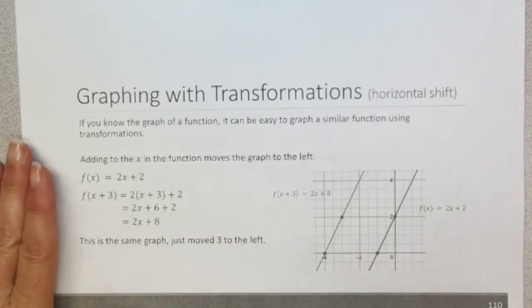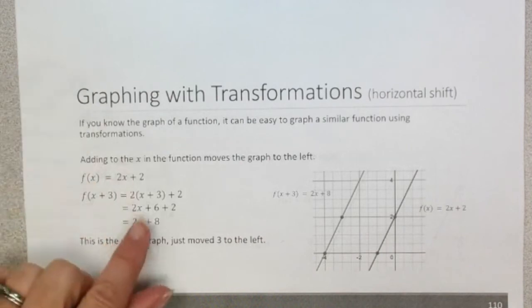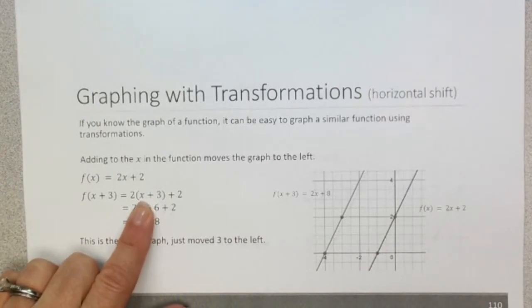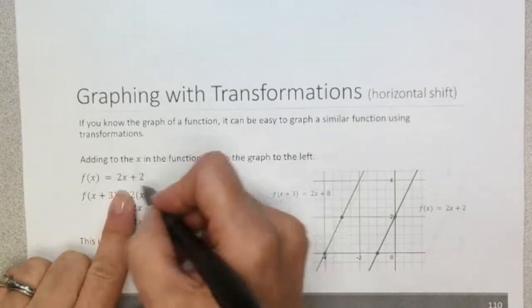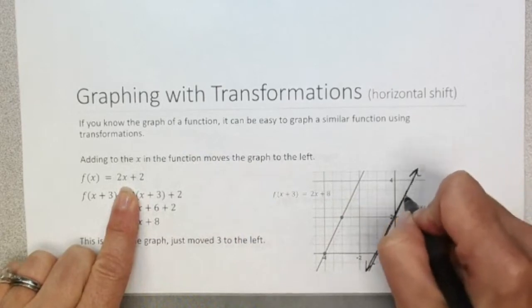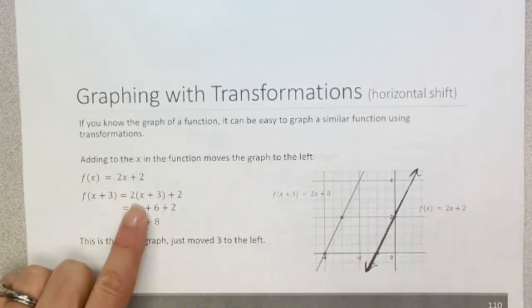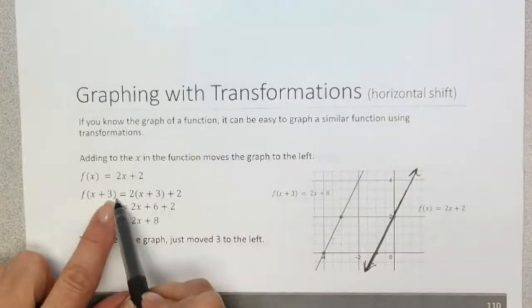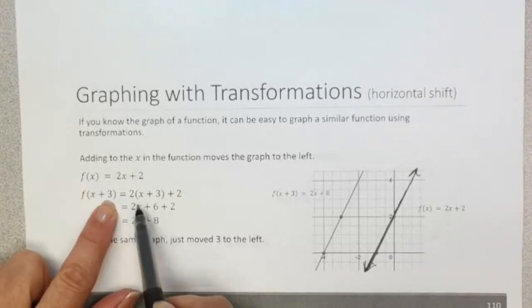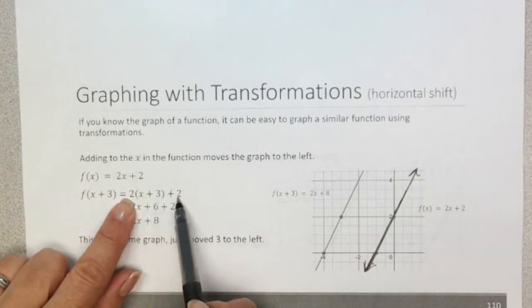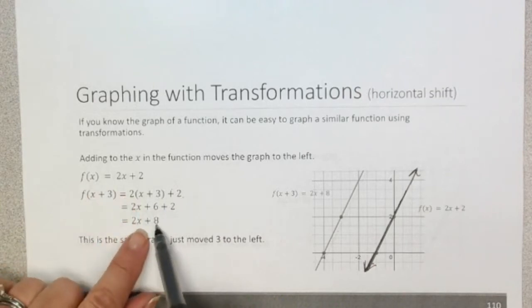If we add something to the x in a function, or add something to the input of a function, we're going to shift that whole function to the left that many units. So our original function, 2x plus 2, here it is, our black guy. Now, if we add 3 to the x, so now we're looking at f of x plus 3, that would simplify to 2 times x plus 3, plus 2, which simplifies down to 2x plus 8.